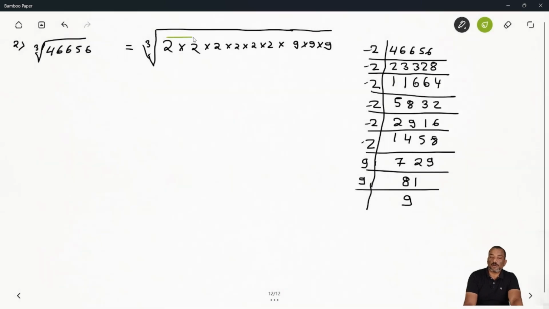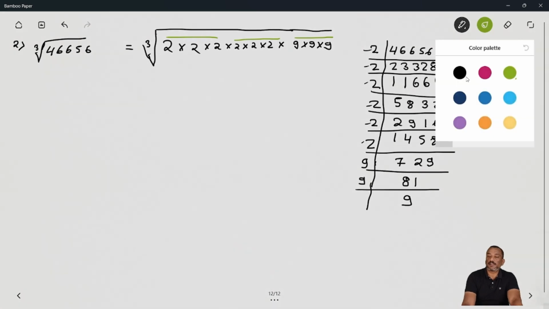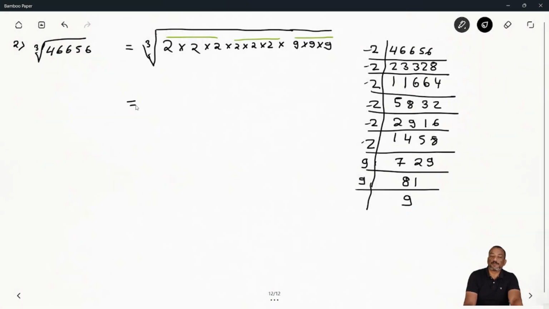So you can see all these are coming in 3 pairs. Okay, so which means out of that, what are the numbers that will come outside? So we can say you will get 2, 2, and 9. So 2 times 9, you will get how much? 18, and 18 times 2, you will get 36. So the cube root is 36. So this way you are able to find the cube root of any number.